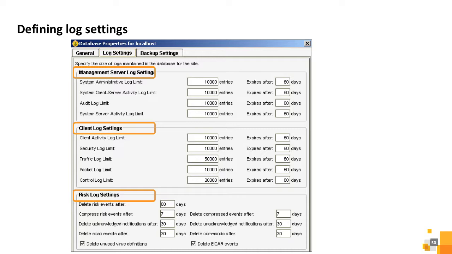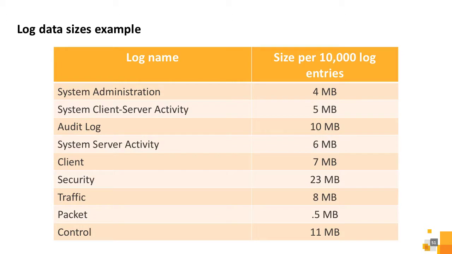The data expiration settings affect how long data is kept in the database, which also affects how long that data can be reported. Ensure that you check on compliance and regulations about data retention for your environment when changing these settings. This slide shows the size of the various log data per 10,000 entries in megabytes. These sizes may vary from system to system.